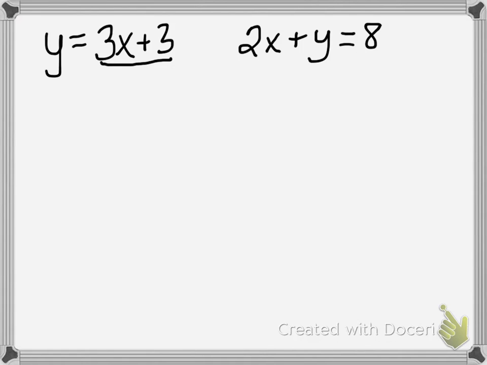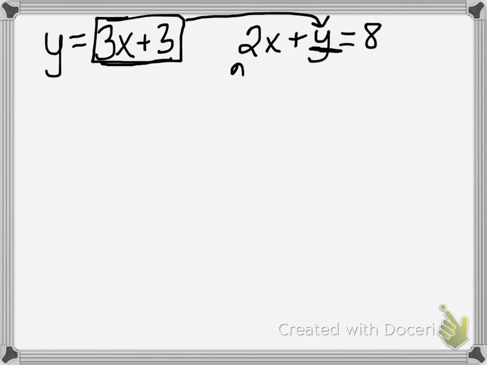So the easier thing to substitute in here is take the 3x plus 3 and substitute it in place of this y over here. Since we have y equals this value, 3x plus 3, I'm going to take it and substitute that in place of this y in this equation. That way, this equation will be in terms of all x's. I only have one variable, which will make it easier to solve.